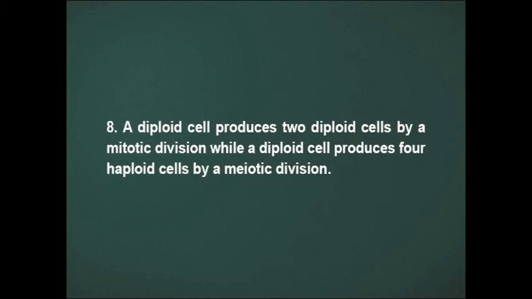Number 8. A diploid cell produces 2 diploid cells by a mitotic division, while a diploid cell produces 4 haploid cells by a meiotic division. Now, let's come to the conclusion.